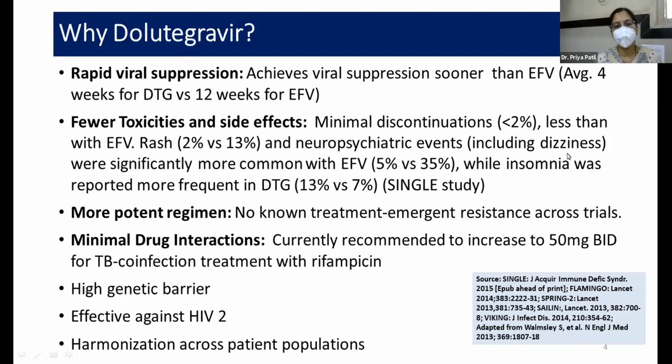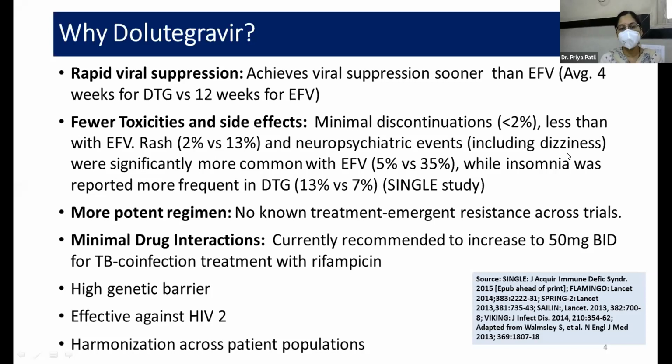Again, if we see the drug interactions with dolutegravir, there are minimal drug interactions. The only significant interaction is with rifampicin. Because of rifampicin enzyme induction, the levels of dolutegravir are reduced, and that's why it is currently recommended to increase the dose of dolutegravir to 50 milligram BD from OD whenever there is TB co-infection and treatment with rifampicin. So that we are going to discuss again and again. It is going to come in the further slides also.